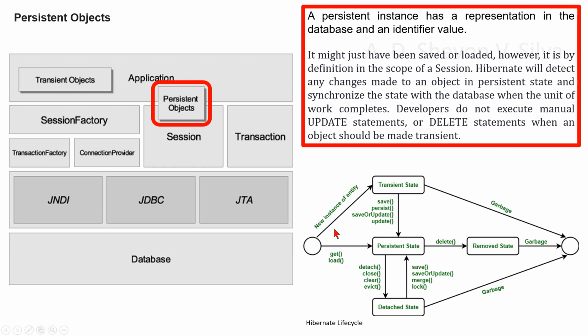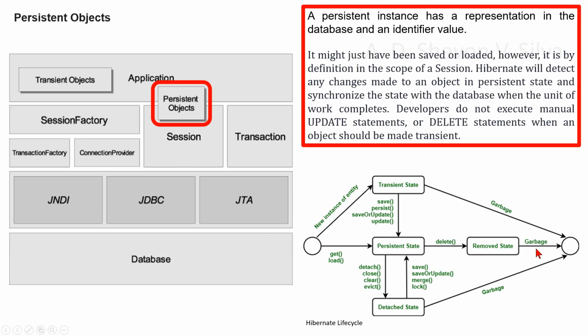Here you can see a new instance of entities passed to transient state. Garbage is passed from transient state. Transient state is connected to persistent state. Save, persist, saveOrUpdate and update methods are passed from transient state to persistent state. Get and load methods are passed to persistent state. Persistent state is connected to removed state. The delete method is passed from persistent state to removed state, and removed state is there.